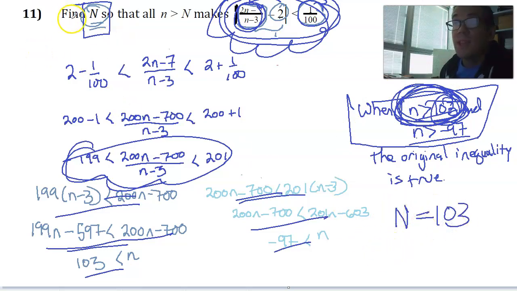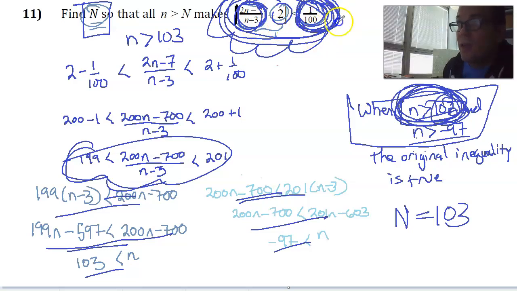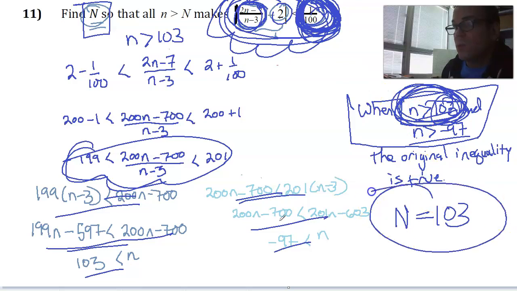So to say, if n is more than 103, then this is true. If n is more than 103, the terms of the sequence are within 1/100th of 2. That's it. That's how you find the capital N. It doesn't prove the limit because the limit has to be for any value, any closeness, and this is just specifically the closeness 1 over 100. So if you just worry about how to answer the question, that's how you answer the question. And you say N is 103.